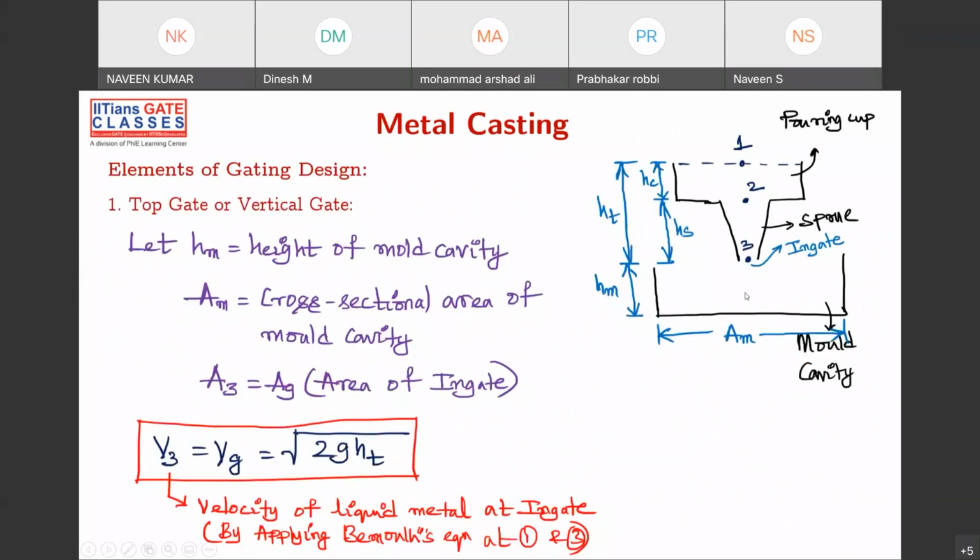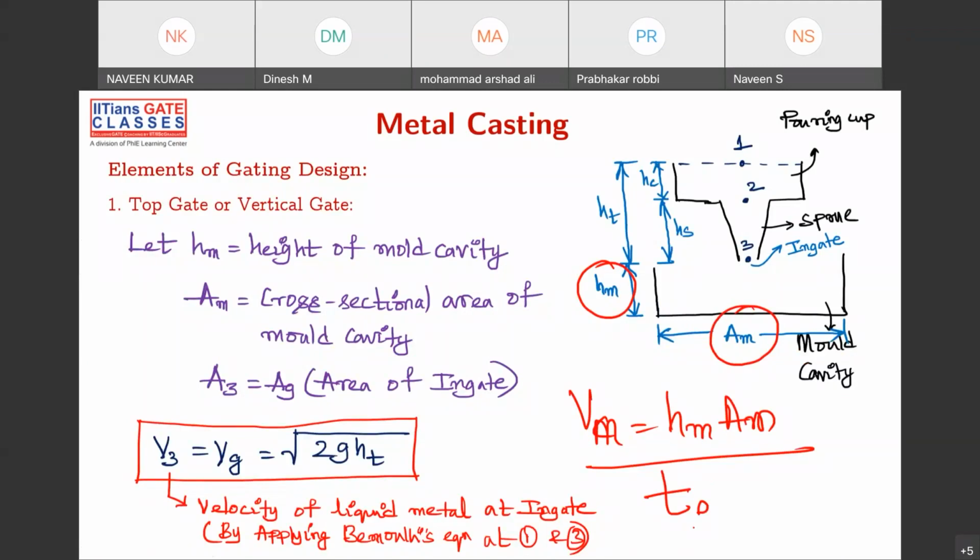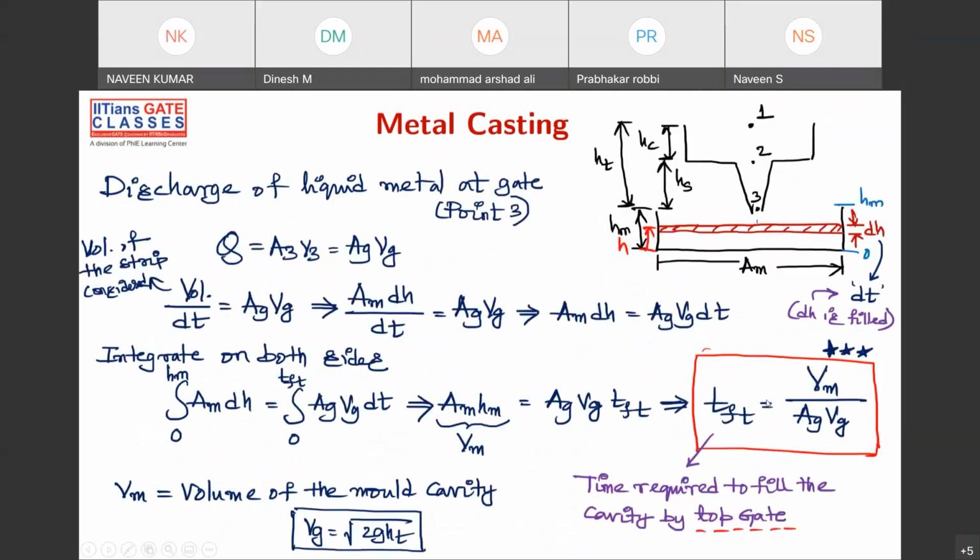If you are trying to fill from top gating, and the height of the mold is this, and the area of cross section of the mold is this, what is the volume? Volume of mold is equal to HM into AM, height into area of cross section. So what is the time of filling this volume using top gating? TFT is the time of filling for top gating. How much time will it take to fill this? That formula is given by volume of mold, that is AM into HM, divided by area of the ingate into velocity at that ingate.